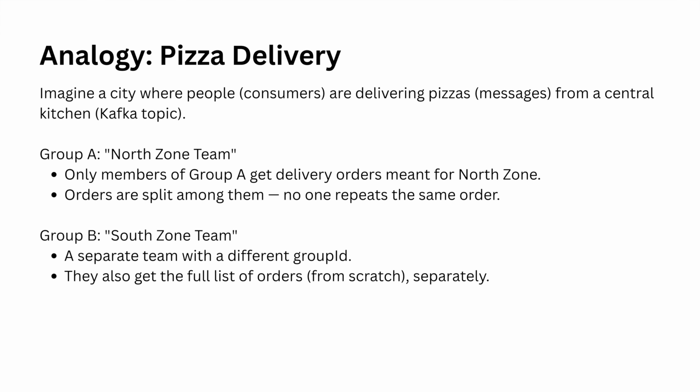So think of an example, think of pizza delivery. Imagine a city where people are delivering pizzas from a central kitchen. So group A, let's think of as a North Zone team, group B as a South Zone team. Only members of group A get delivery orders meant for North Zone. Orders are split among them and no one repeats the same order. In the case of group B, a separate team with a different group ID, they also get the full list of orders from scratch separately.